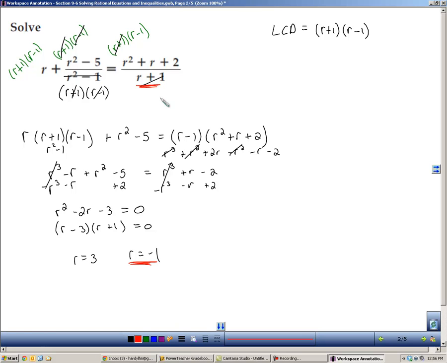You can't do that. You can't have zeros in the denominator. It would also create a 0 in this denominator. Therefore, we call negative 1 an extraneous solution. So my solution is just going to be the 3.